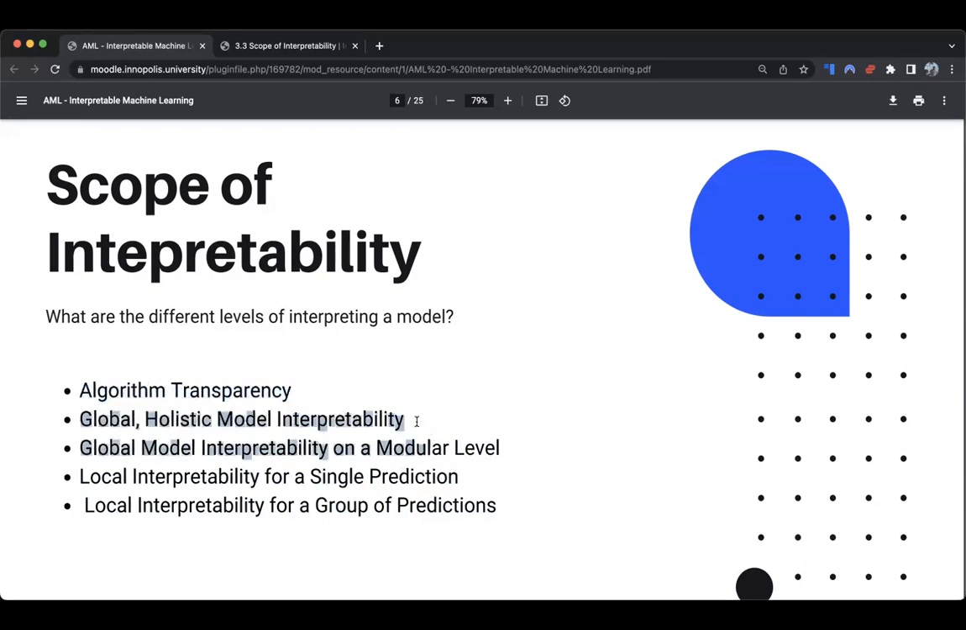So as we said, there are 5 levels of interpretability. 3 levels are highly unrealistic in industrial settings, and 2 levels are extremely important to have in every industrial project. The first level is algorithm transparency, so having access to that fit or train function. Global holistic model interpretability, which is having access to the predict function. And global model interpretability on a modular level is having access to the understanding of what different parts of the model contribute to the final prediction. So these are the 3 levels which are a bit difficult to have in industrial situations. The other 2 levels are very simple. Why did the model make a certain prediction for a certain instance? And why does the model make certain predictions for a certain group of instances, right?